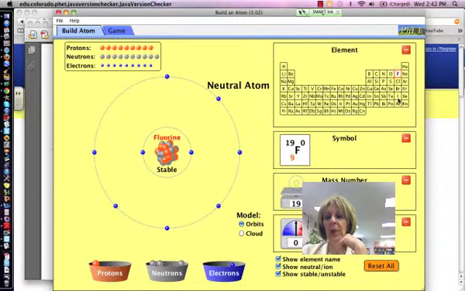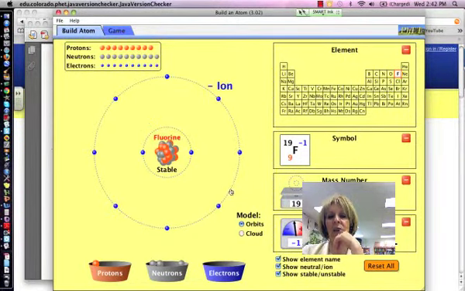But when fluorine becomes an ion, as all of these atoms in this column do, they like to be a -1 charge. So to be a -1 charge, I would need to add an extra electron to make the fluoride ion, which is -1.